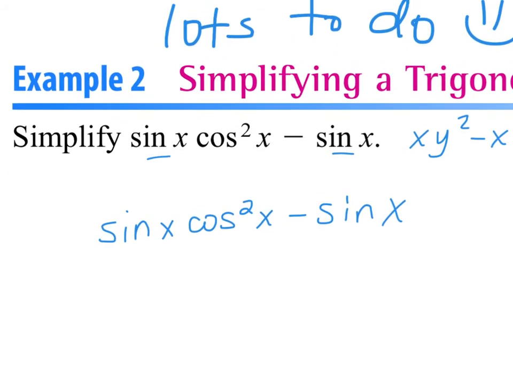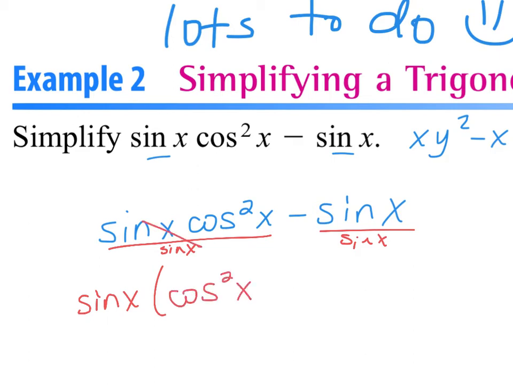And the first thing I'm going to do is, do you notice how in the first term there's a sine of x, and in the second term there's a sine of x? Everybody see that? Okay, so I'm going to take that out. I'm going to factor it out front. And when I divide out sine x, I'm left with cosine squared x minus what? 1. Minus 1. Okay, good.